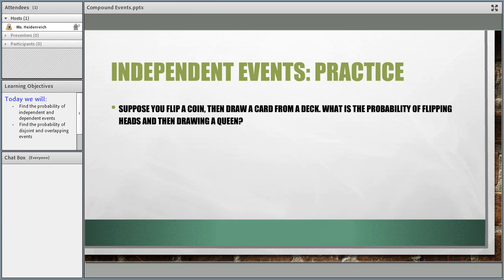Okay, so here's another problem. I'll read it with you, and then I'd like you to pause the recording and try it out and write down an answer, and then check your answer once you're ready. Suppose that you flip a coin, then draw a card from a deck. So 2 independent events here. You flip your coin, then draw your card. What's the probability of flipping heads and then drawing a queen? Based on how we did the other problem, I'd like you to pause the recording and try this one out here.